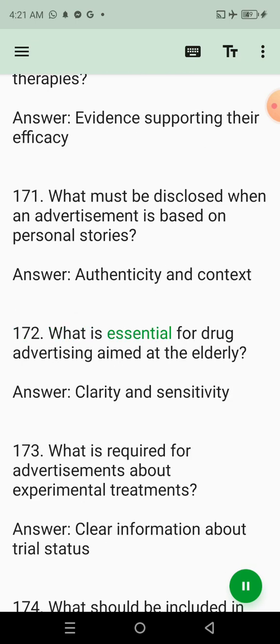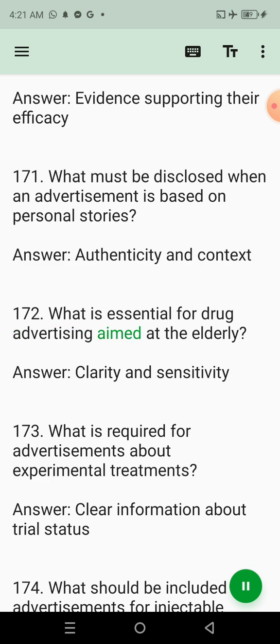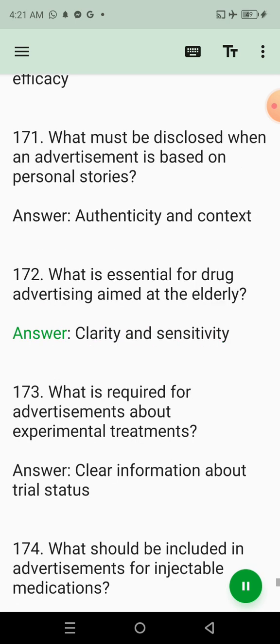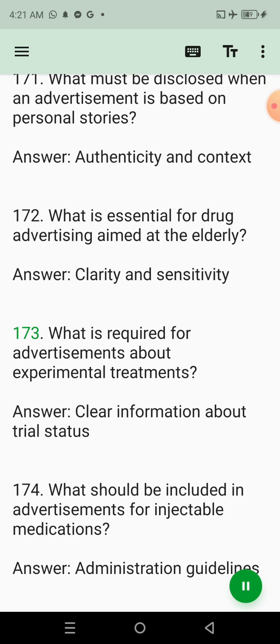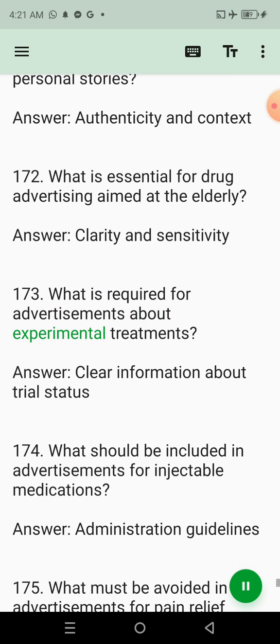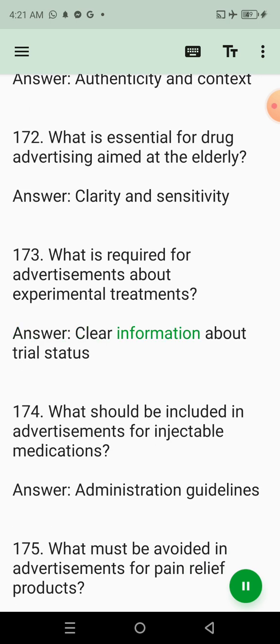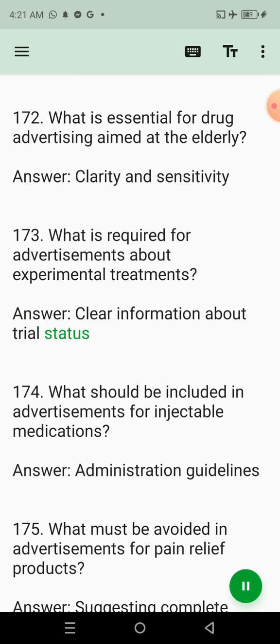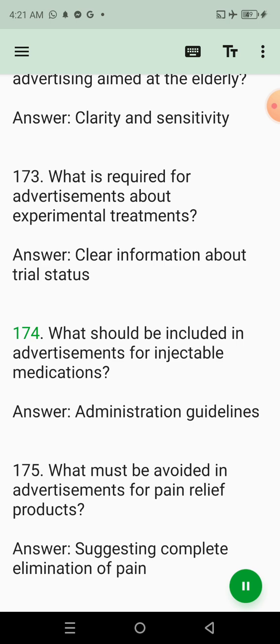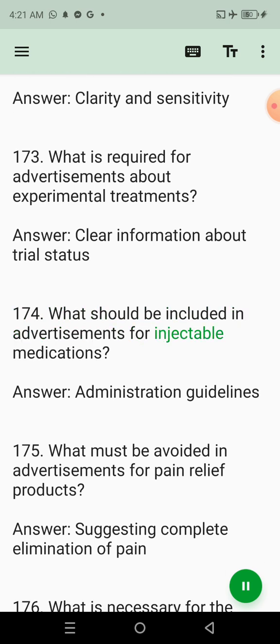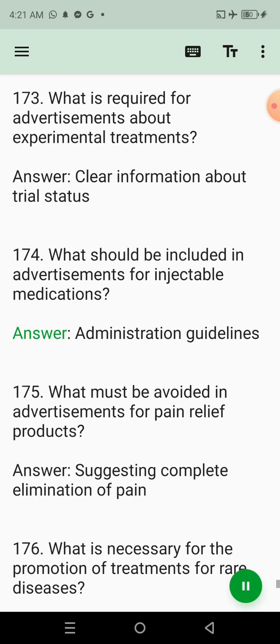172. What is essential for drug advertising aimed at the elderly? Answer: clarity and sensitivity. 173. What is required for advertisements about experimental treatments? Answer: clear information about trial status. 174. What should be included in advertisements for injectable medications? Answer: administration guidelines.